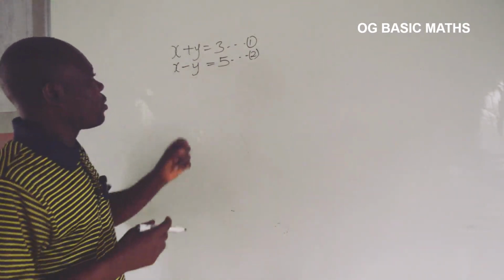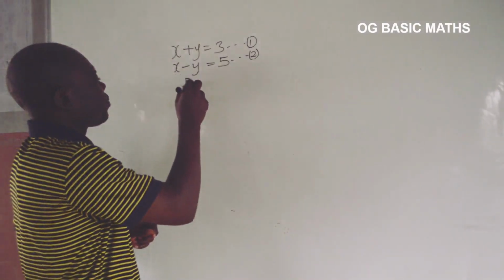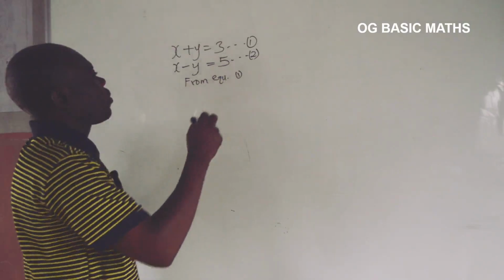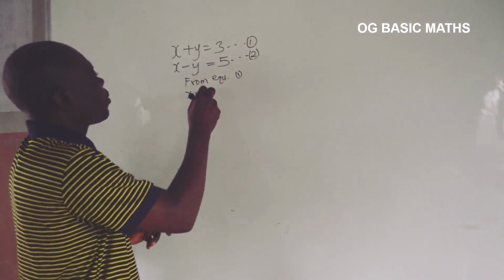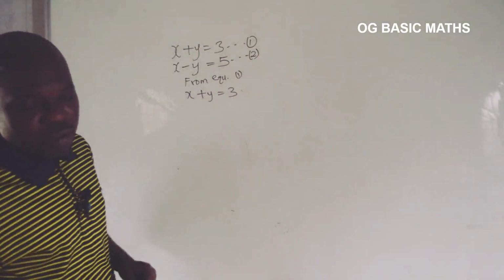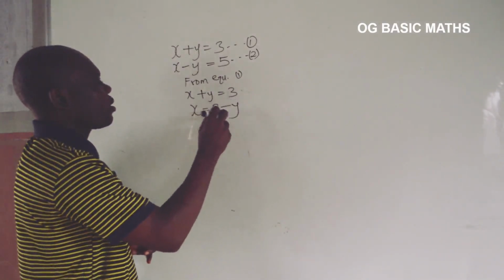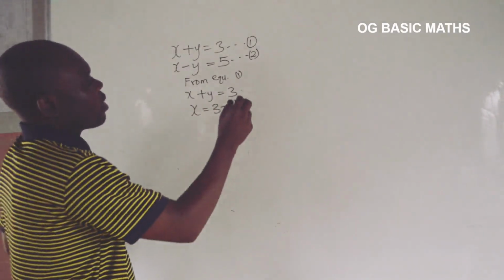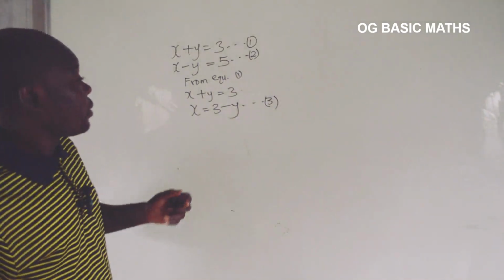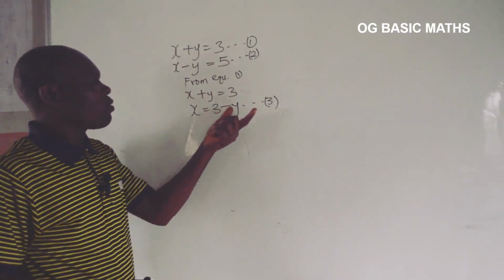Going by that, we're going to use equation 1. From equation 1, we have x plus y equals 3. Then we're going to make x the subject of the formula. So we have x to be 3 minus y. We can call this equation 3. So now we have gotten x to be 3 minus y.